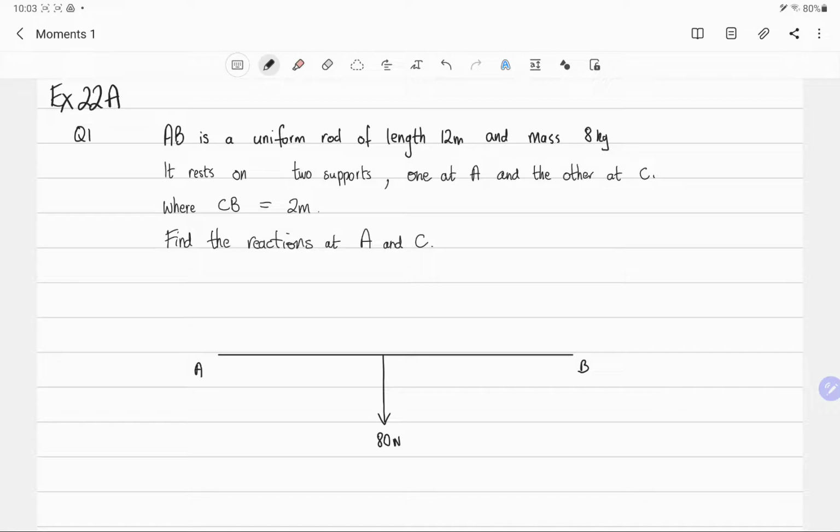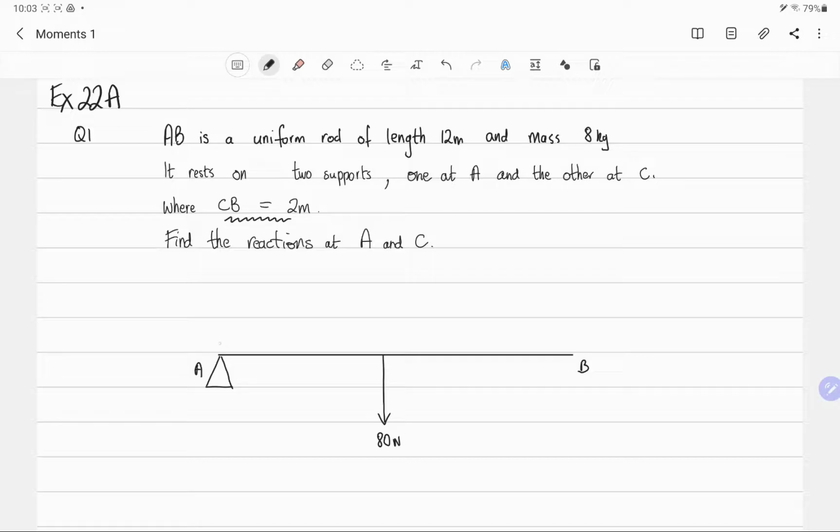It rests on two supports, so we have to decide where these two supports are going to go. And one at A, well, that's easy enough. Do a wee triangle here. And one at C. Now where's C going to go? It says CB is 2 meters. So from C to B is 2 meters.